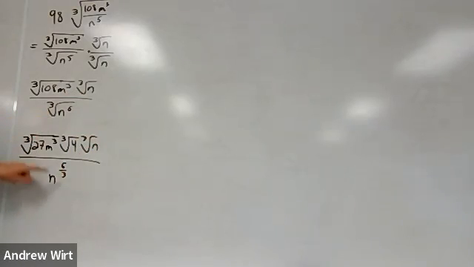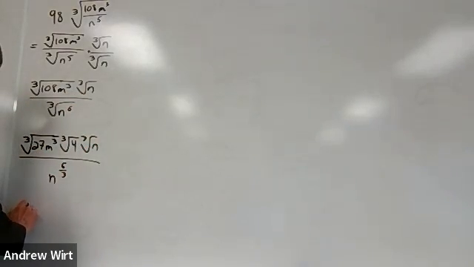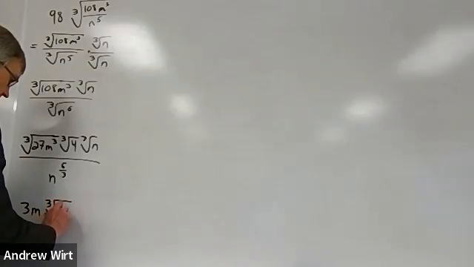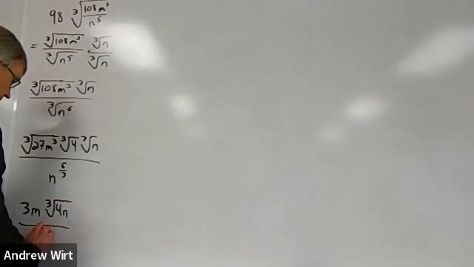Let's convert this to rational exponent form. Exponent on top, index on the bottom. All right, now this thing simplifies. So we get 3m. And these we can combine. So third root of 4n all over n squared.